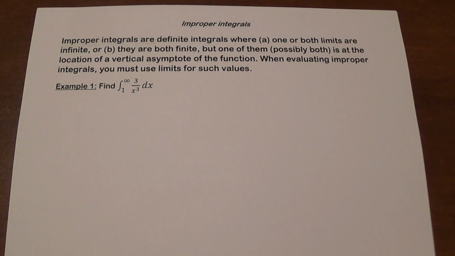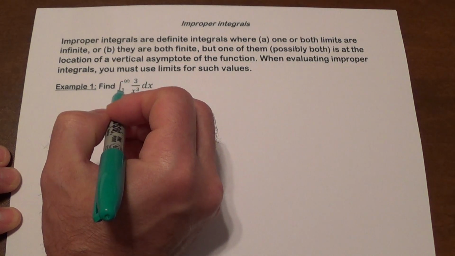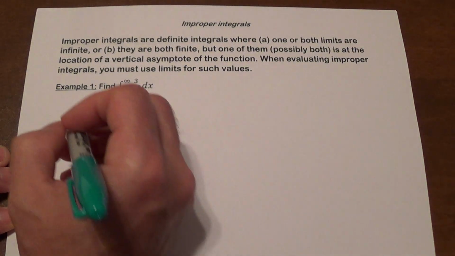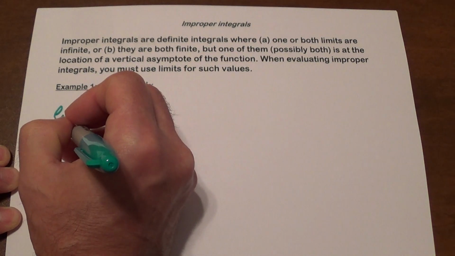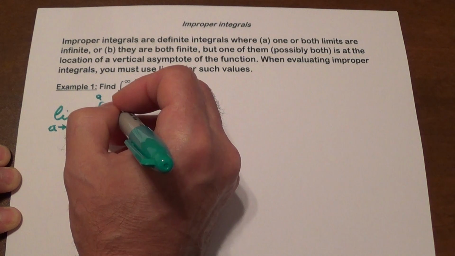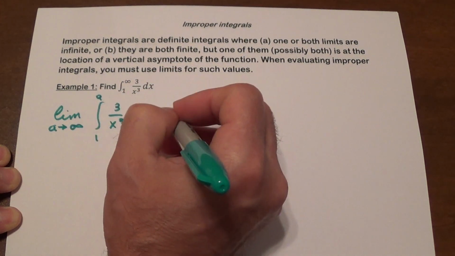So let's take a look at this first example. We have an integral going from 1 to infinity of 3 over x cubed. So we have infinity as one of the limits, and what I typically do is I rewrite that. This is the one where there's no issue with 1, but infinity here is not acceptable as a value. So we're going to rewrite that as the limit as some value a approaches infinity, and then we're going to have an integral from 1 to a of 3 over x cubed dx.